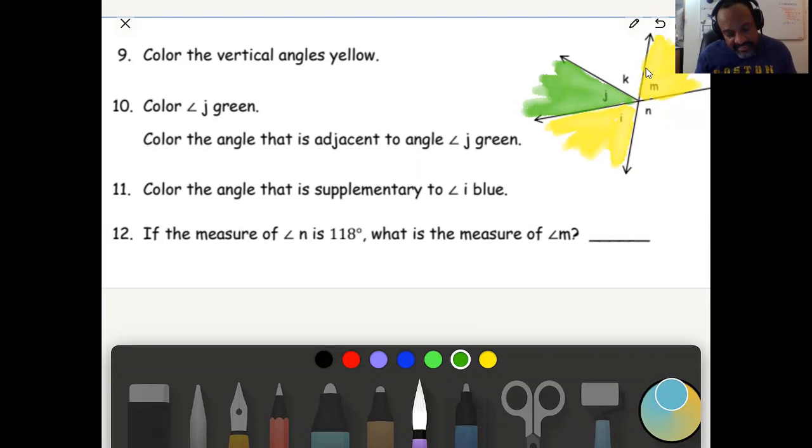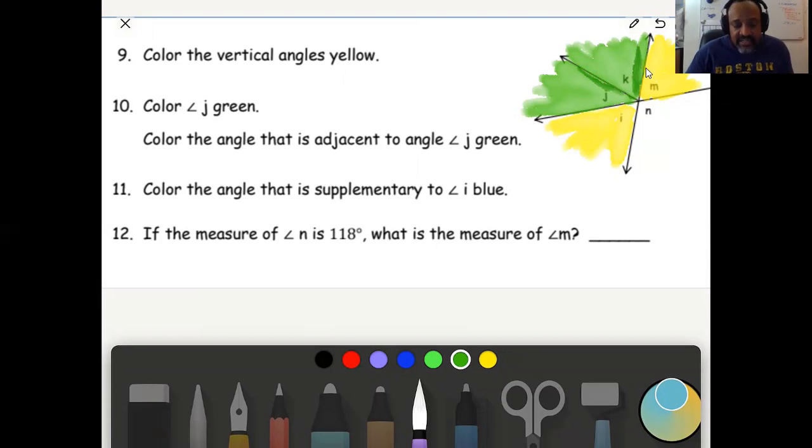Now it says color the angle that is adjacent to angle J green. Technically, there are two angles that are adjacent to J. We've got I and K, but since I is already colored, I think they want us to color the one that's not already colored. So we can make K green. We can color this in, make this green. All right, got it colored.